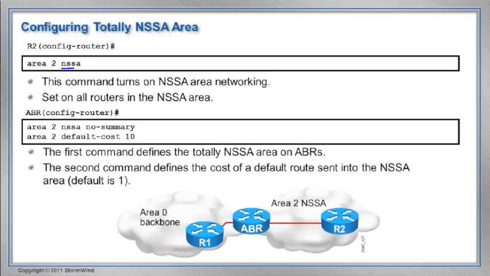So here's how we do our not-so-stubby area. Here's how we do our totally not-so-stubby area. And as you might guess, it is very simple. We're just adding the no-summary keyword again, following the manner in which we did the stub and totally stubby areas. So very, very simple once you have mastered those particular stub and totally stubby. The not-so-stubby and the totally not-so-stubby are absolutely simple indeed.